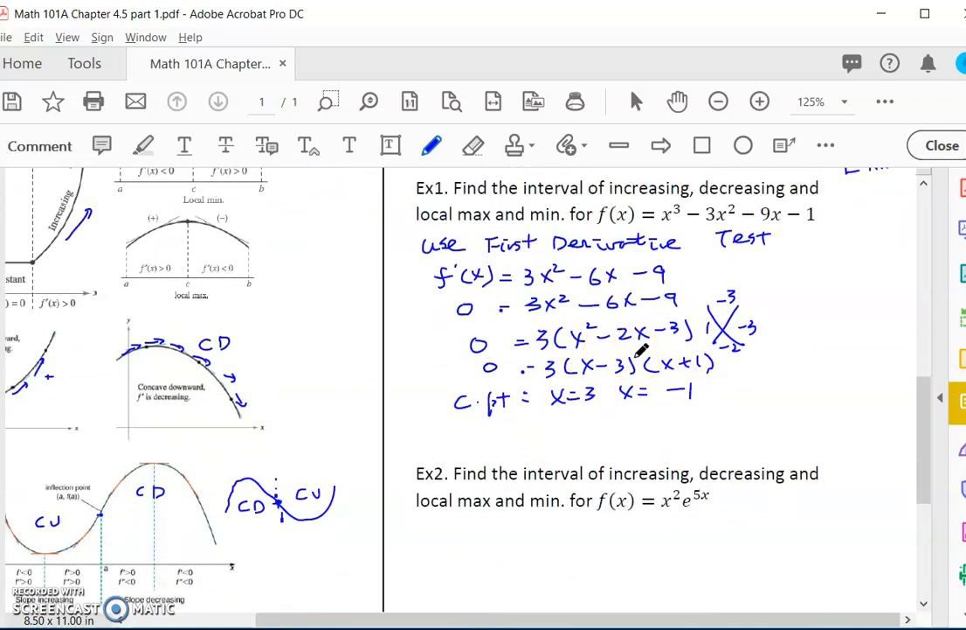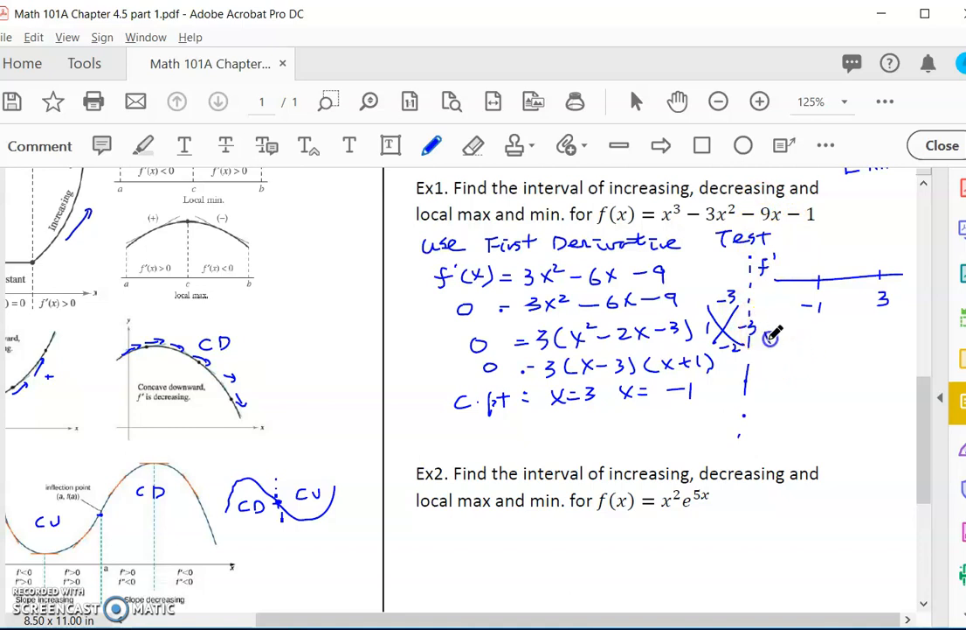Oh gosh, I ran out of space. I should use some space here. I would do a number line, using these critical points to divide the number line into 3 subintervals. And then I do testing. Test what? Test f prime. If you test f, you don't know whether it's increasing or decreasing, but f prime is the slope of the tangent line. It can tell you if it's increasing or decreasing.